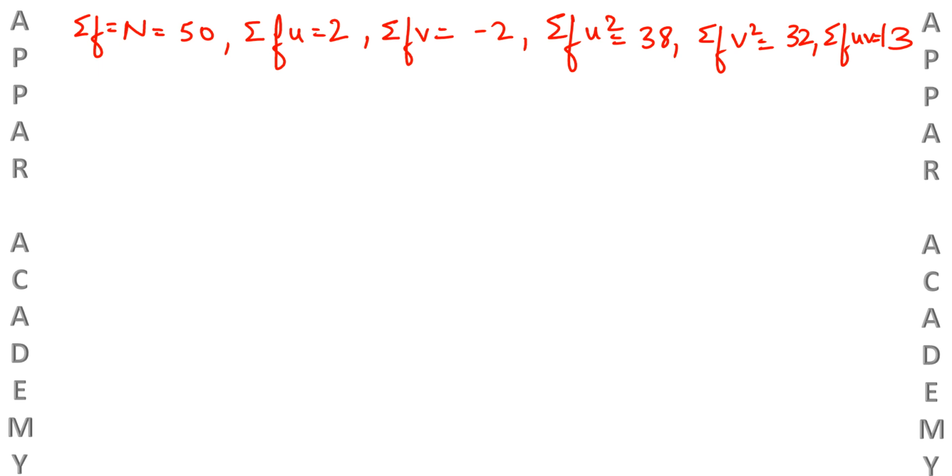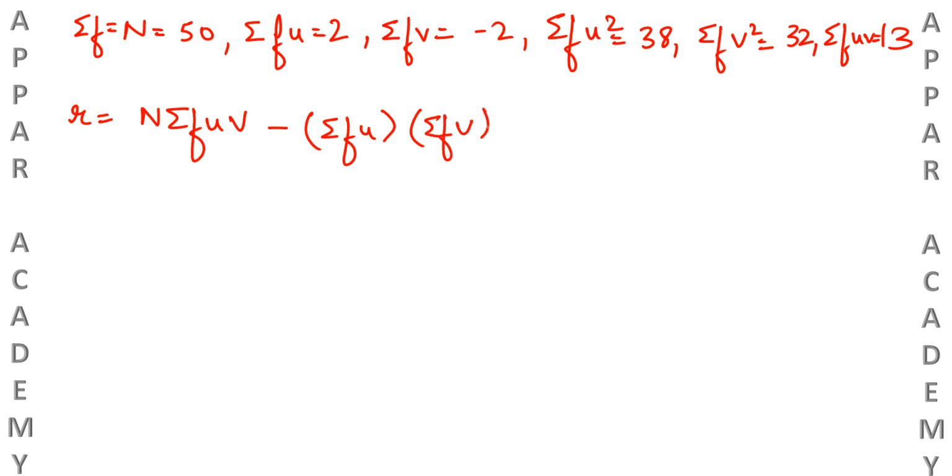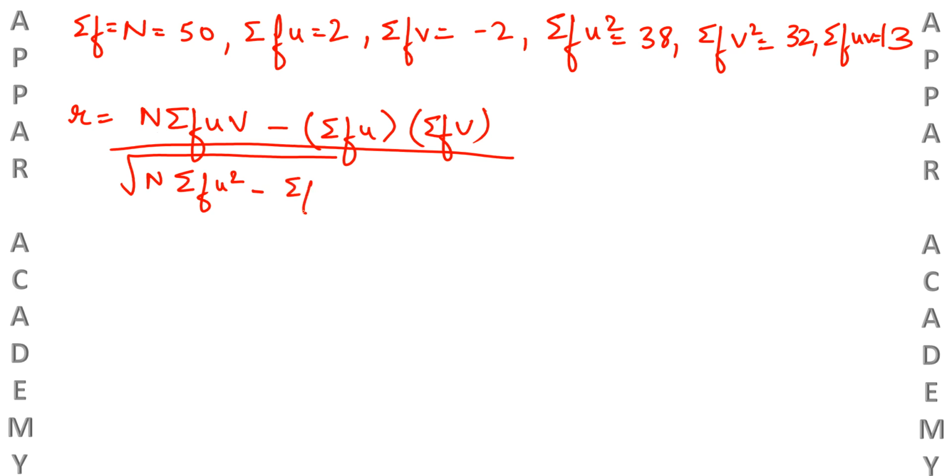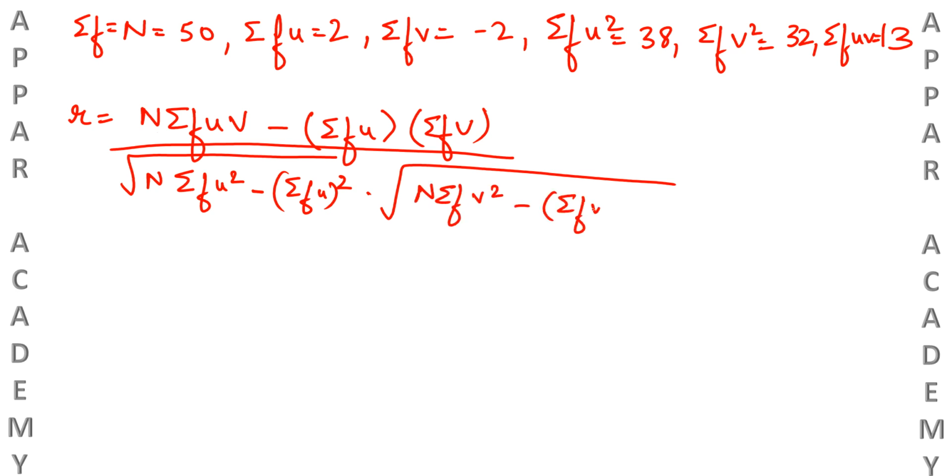Now we need to simply put it in the formula, that is R is equal to N summation FUV minus summation FU into summation FV, upon square root of N into summation FU square minus summation FU whole square, multiplied by again square root of N into summation FV square minus summation FV whole square. This is an old formula, the basic formula that we use to find coefficient of correlation.